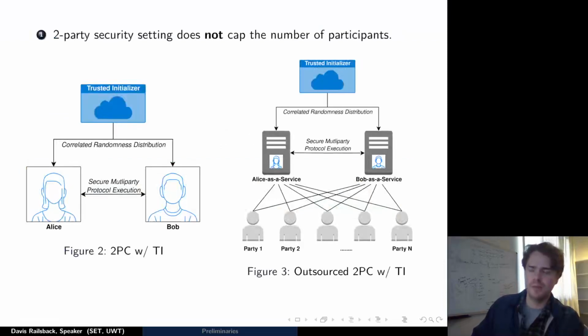So this is actually not a restrictive security setting. In the simplest case, we can imagine that Alice and Bob are directly computing on their own data, getting correlated randomness from a trusted initializer, but in the same way, any number of parties can also send secret shares of their individual data to both Alice and Bob, who then just operate an MPC protocol on their behalf.